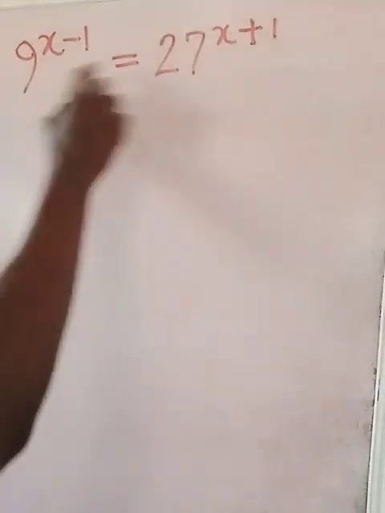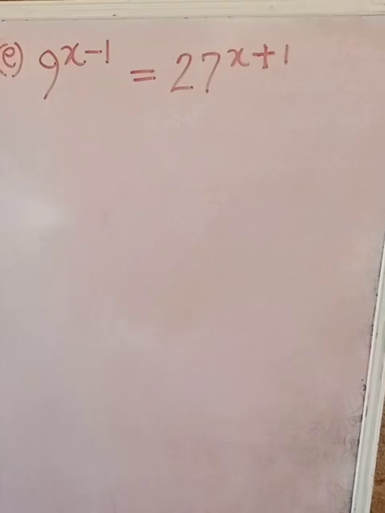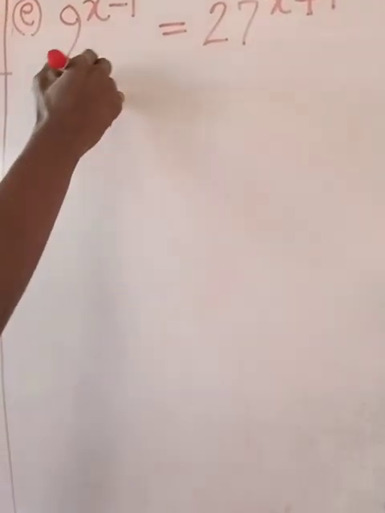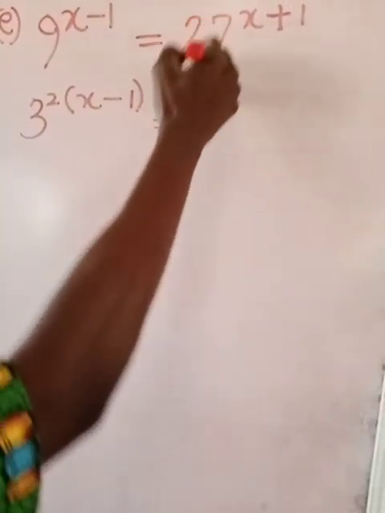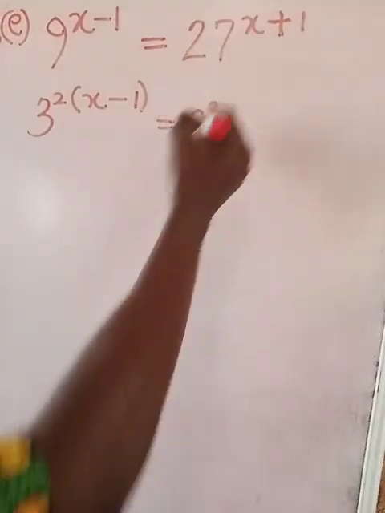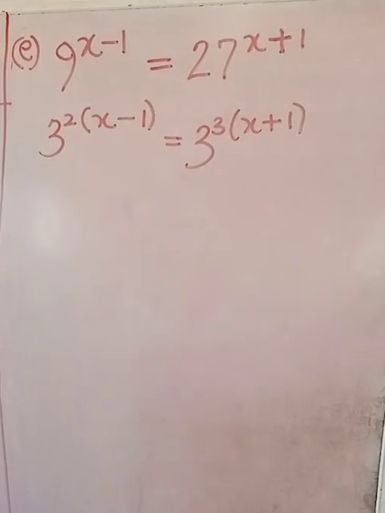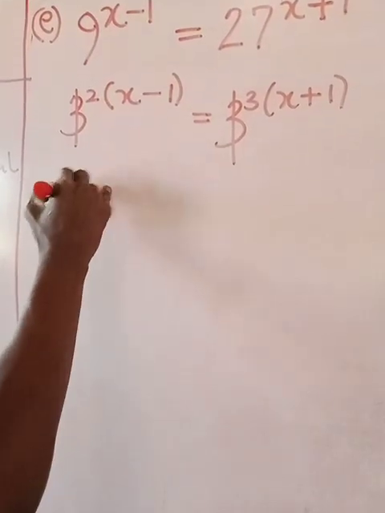Look for common base. This is 9, this is 27. The bases are not the same. You have to find a way of doing that. Alright, 9 is 3 raised to power 2, bracket x minus 1, equated to 27, which is 3 in 3 places, 3 times 3 times 3, bracket x plus 1. If you like, you can cut the bases now. Then you equate the powers.